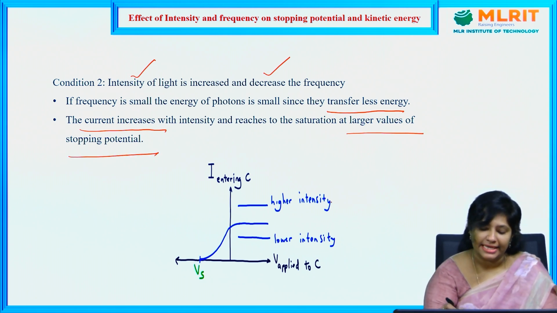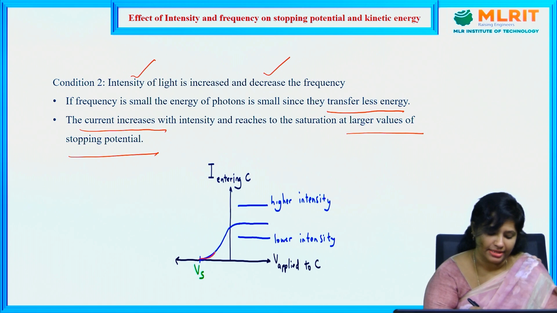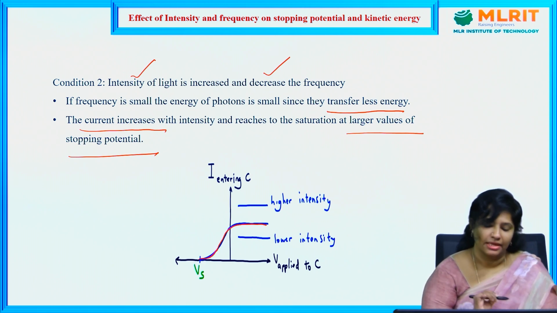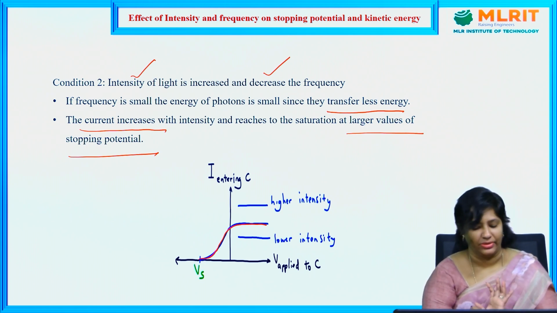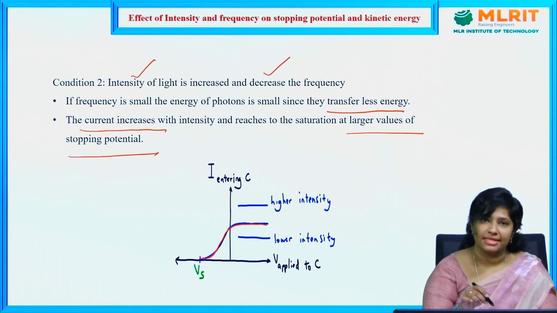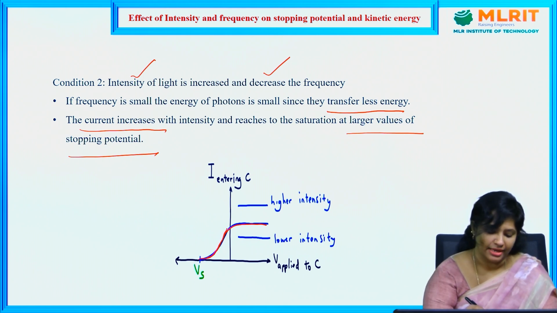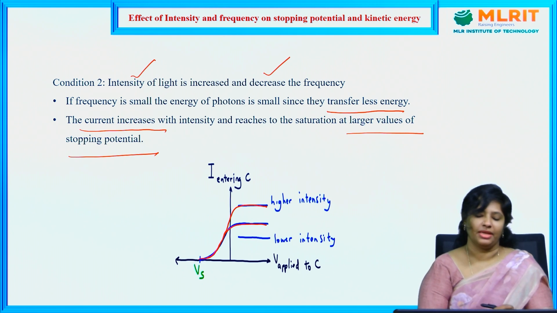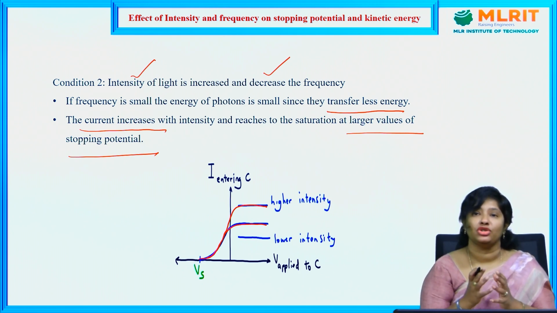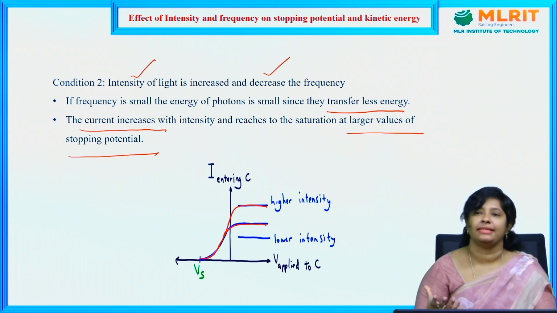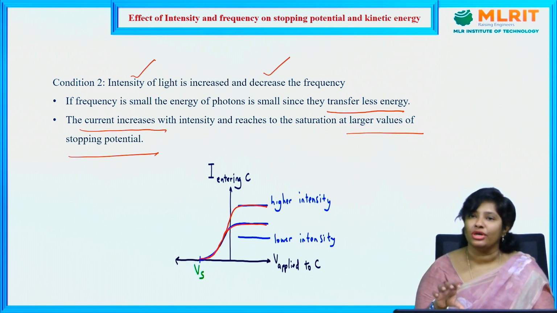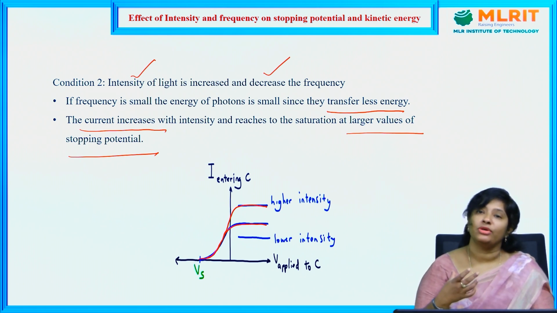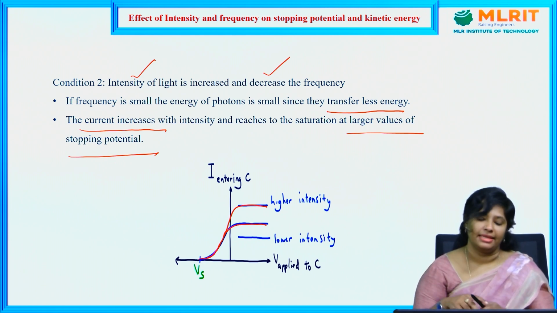See here, at the higher intensities, this is our initial graph when no modification is done either for the intensity or for the frequency. Now, in this case, we have increased the intensity. So, at higher intensities, the stopping potential should be more. Why? Because at higher intensities, the photocurrent is also more. Stopping potential is nothing but where the photocurrent becomes zero. So, the stopping potential will be more in this case as the intensity is high.